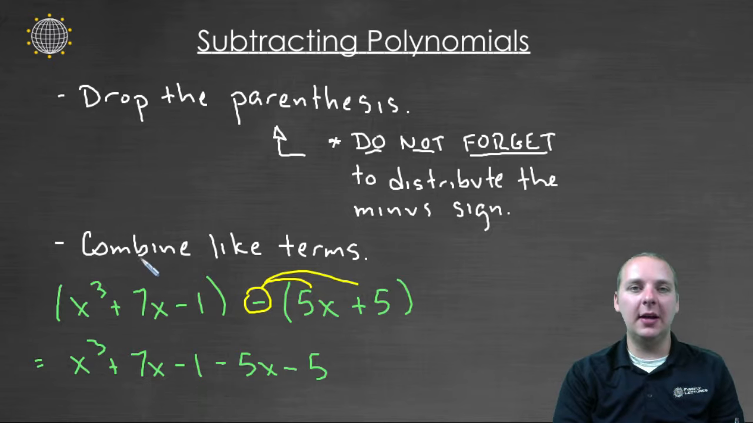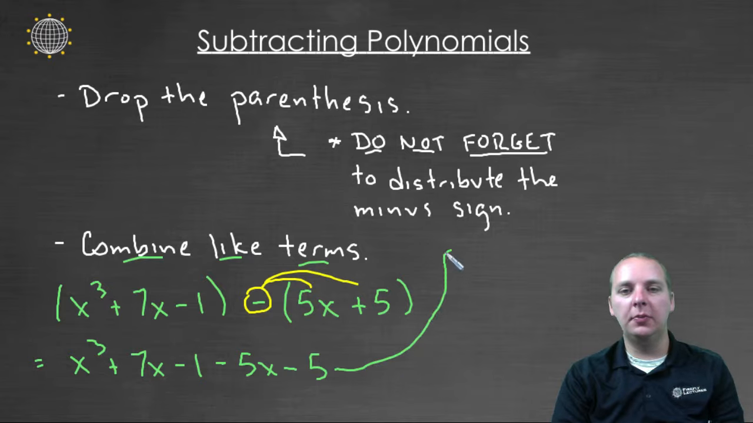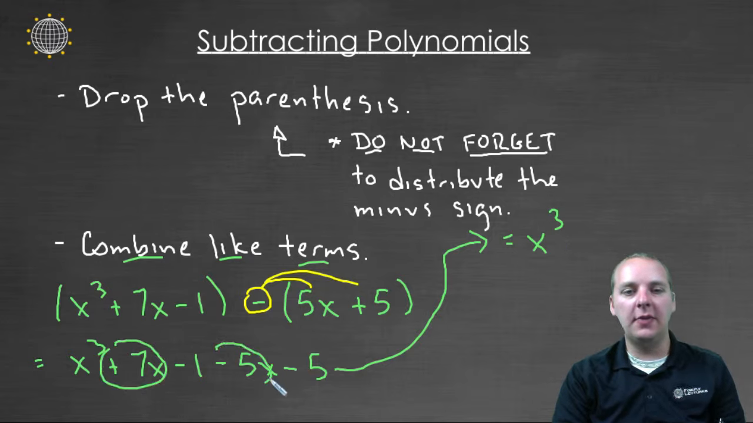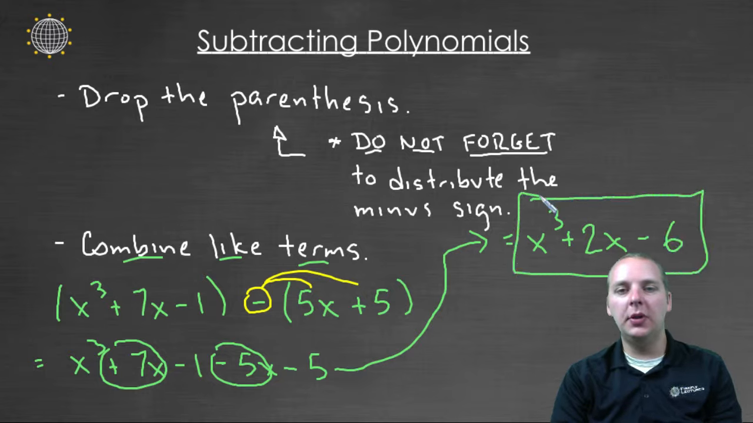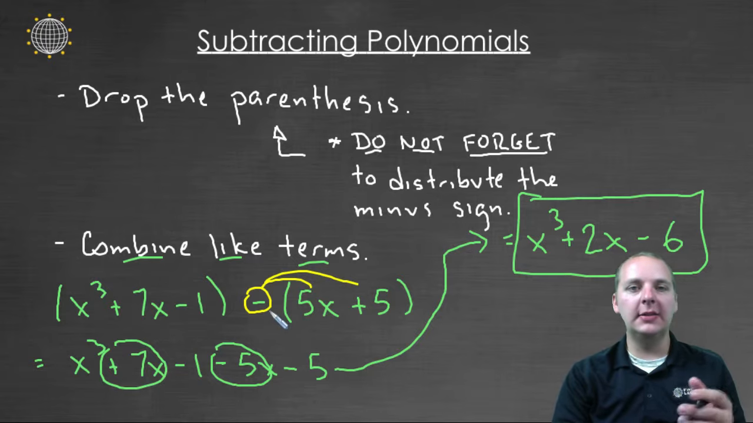But the second step is to combine any like terms that we have available. So there is only one x cubed. Here, let me bring this back up here. There is only one x cubed, but the plus 7x and the minus 5x, those are like terms. They'll give you plus 2x, and then minus 1 minus 5 makes minus 6. So this polynomial would be the correct answer. That will be the difference of these two guys. And again, just remember, when you have a minus sign, you have to distribute that negative, or that minus, through every term of the second polynomial.